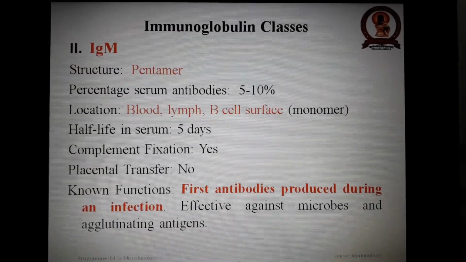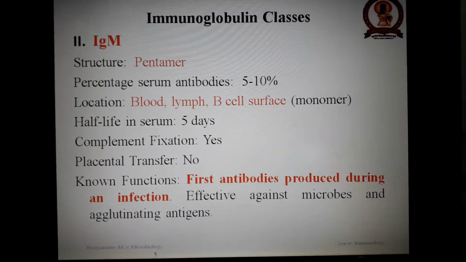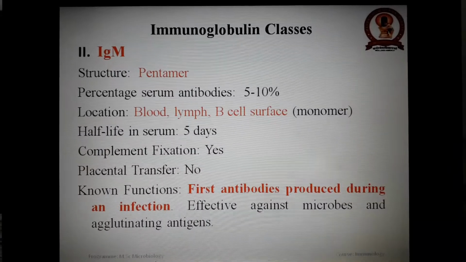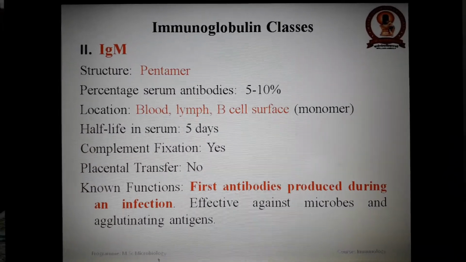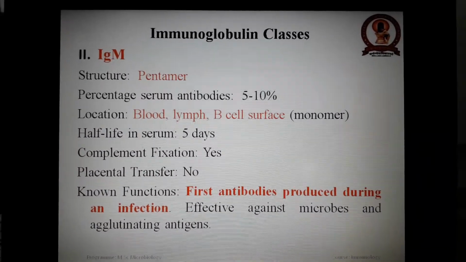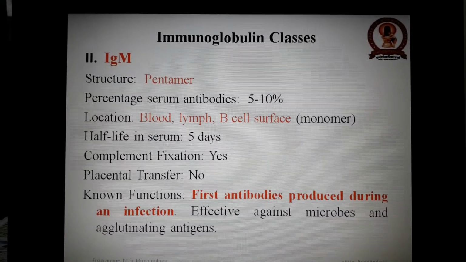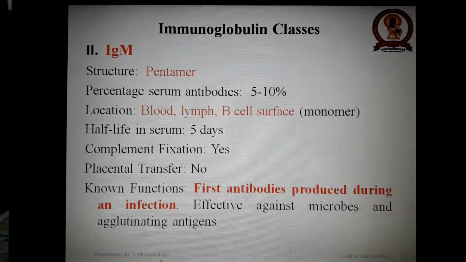Now we move on to the second antibody, and that is IgM, immunoglobulin M, or the antibody M. When we are dealing with antibody M, its structure is pentamer. This is a very different type of antibody. It has 5 Y-shaped structures. That is why its name is pentamer.